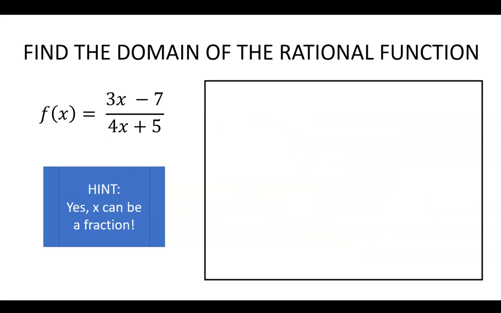Okay, next. Set my denominator equal to 0. Now would be a good place to pause the video. Do your computations. Look at my hint. Hit pause, and when you think you have your domain, hit play.